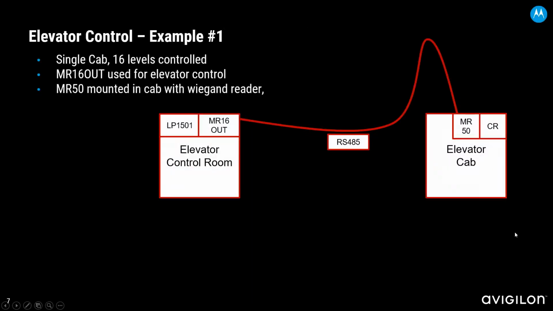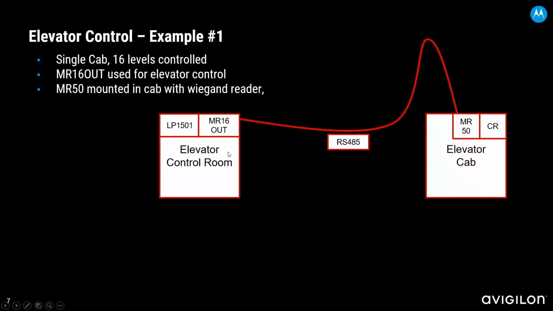So just moving on here, I'm going to talk about a couple of elevator control examples. There are many different ways you could put together elevator control, so I'm not going to come even near covering all the different possible scenarios, but I'll talk about a few. Let's take the first example. We have a single cab that we're going to control, and there are 16 levels that need to be controlled.